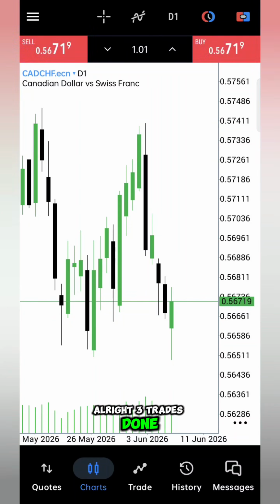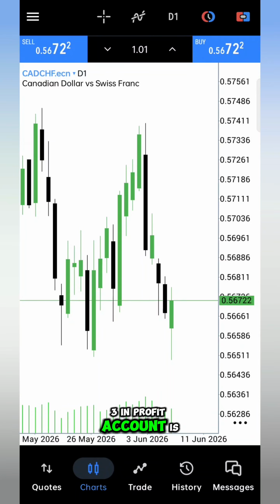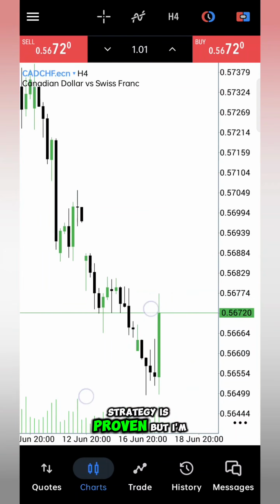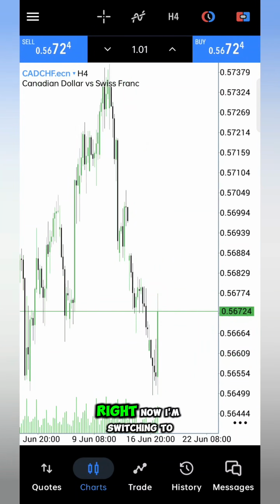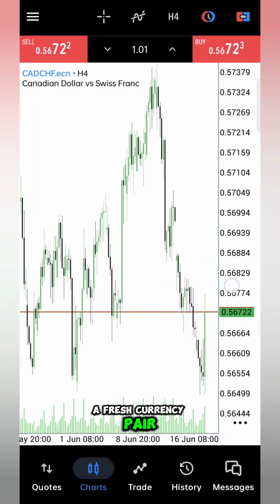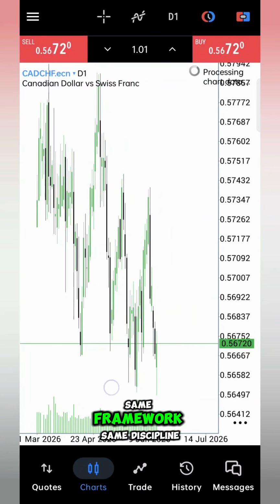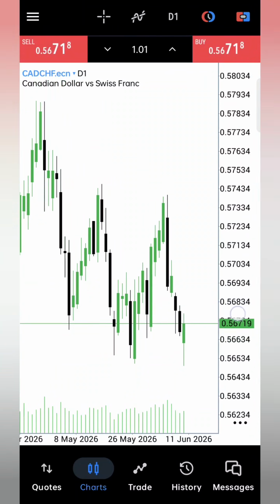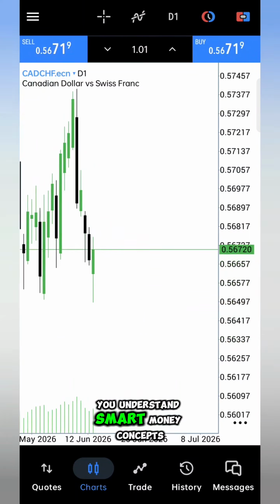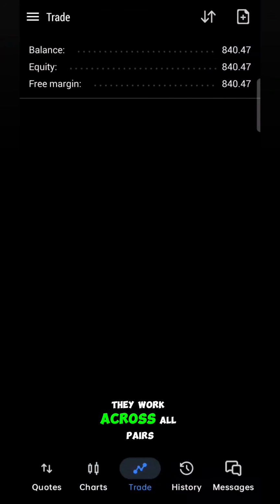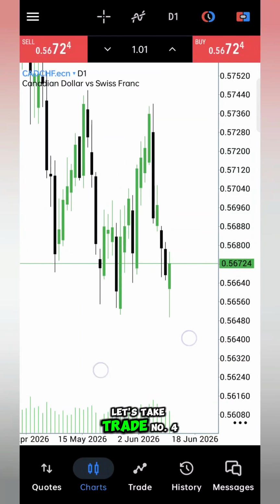Alright, 3 trades done, 3 in profit. Account is solid, strategy is proven. But I'm not stopping here. Right now I'm switching to a fresh currency pair and I'm seeing another clean SMC setup forming. Same framework, same discipline, different pair. This is what happens when you understand smart money concepts. They work across all pairs, all time frames, all market conditions. Let's take trade number 4.